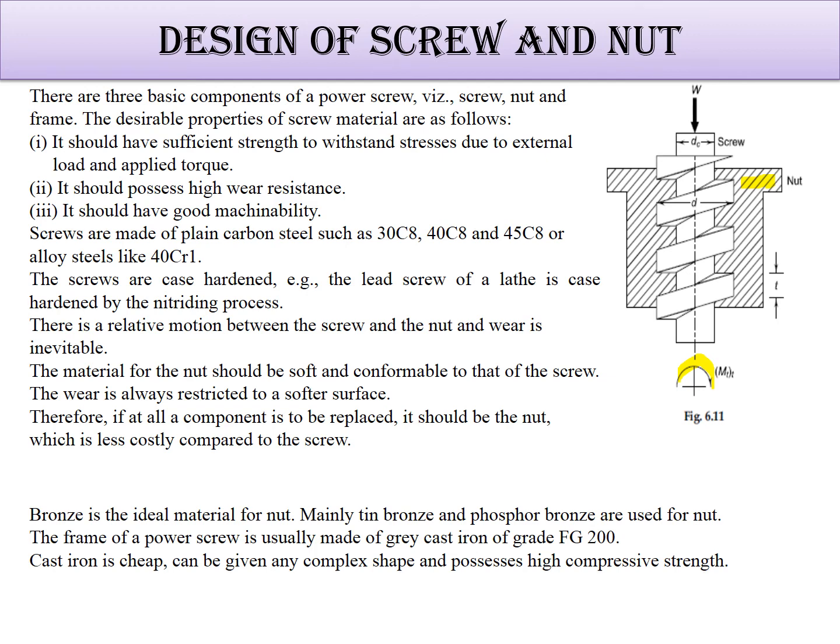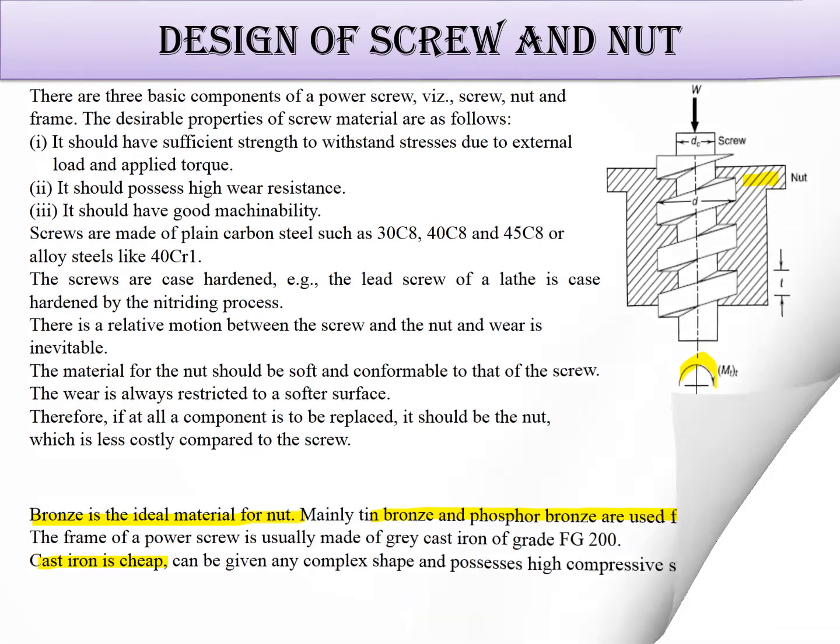So bronze is the ideal material for the nut, and mainly tin bronze and phosphor bronze are used for the nut. Cast iron is the cheap one which we can use. This is how the material is selected.